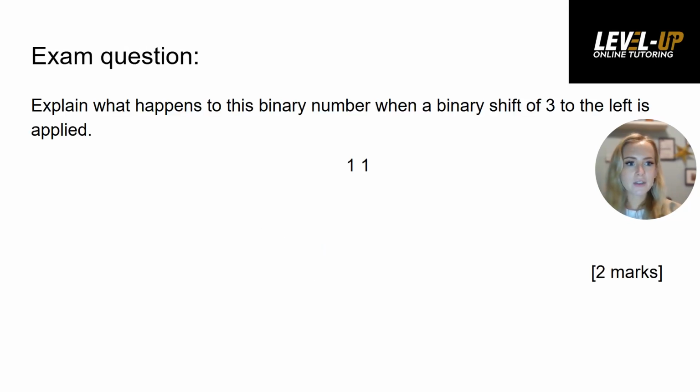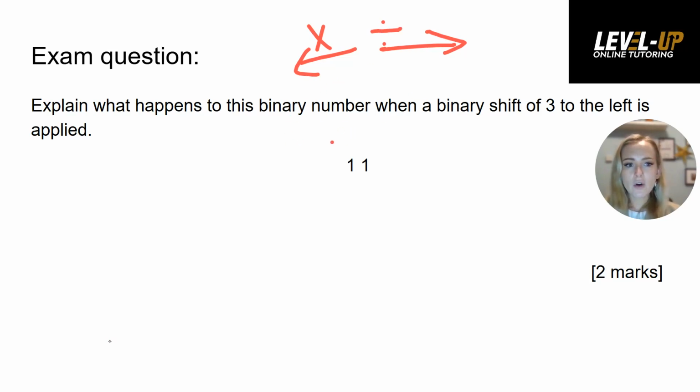Here's an exam question, 2 marks. Okay, so all I want to do is run through where you would get the marks. So you would get 1 mark for saying a shift to the left is going to multiply that number. So that is your first mark. Pointing to the left, remember, is multiplication. A binary shift to the left is multiplication. Remember, to the right is division.